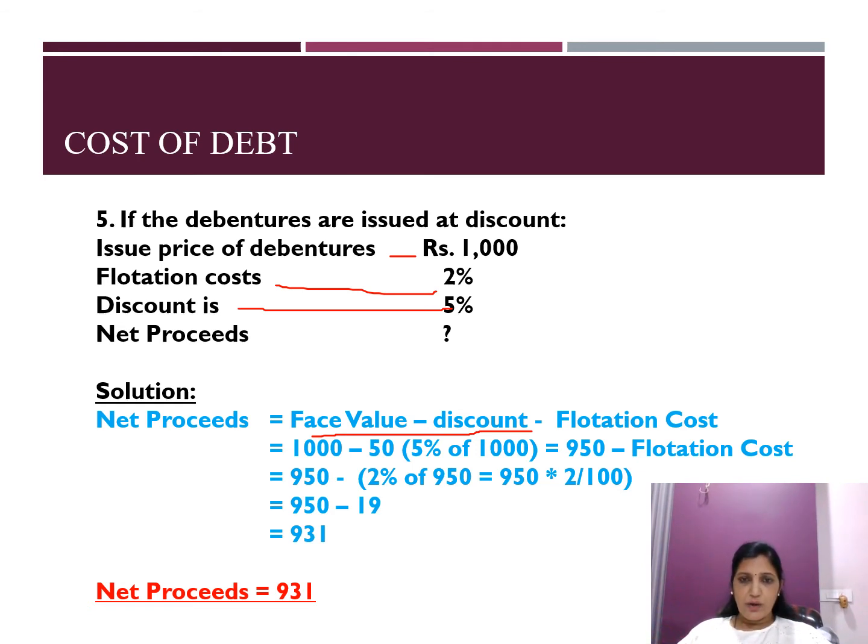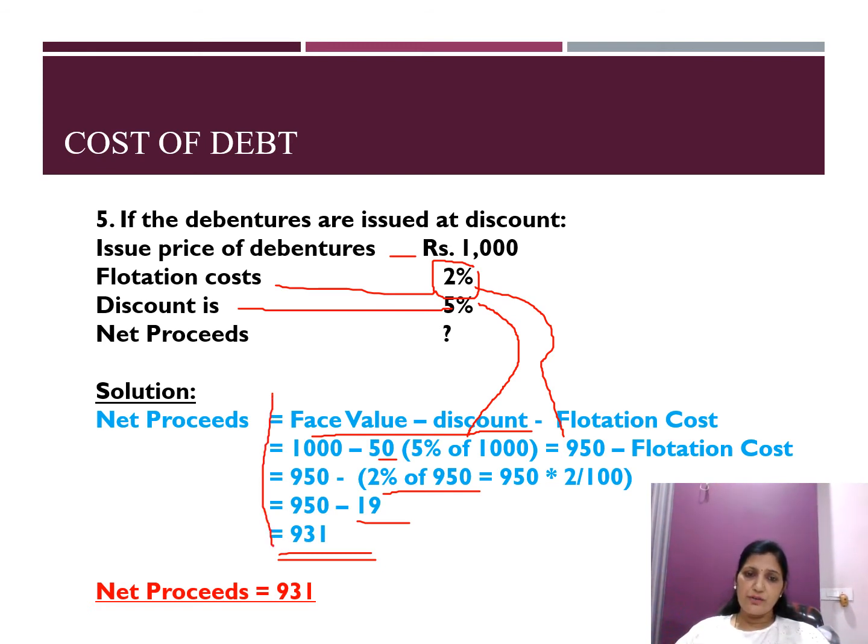You see here, 1000 minus 50. From where did you get this 50? Discount is 5%. This 5% of 1000 is 50. You will get 950. From this deduct flotation cost. So what is the flotation cost? It is 2%. So 2% of what? 2% of this 950. So here you see I have taken 2% of 950. That is rupees 19. So this is the net proceeds. So in your further problems, when face value, discount and flotation cost are given, this is the method you have to follow.